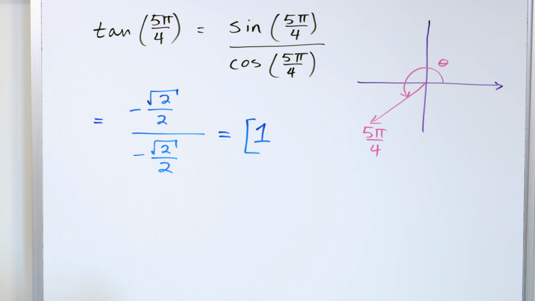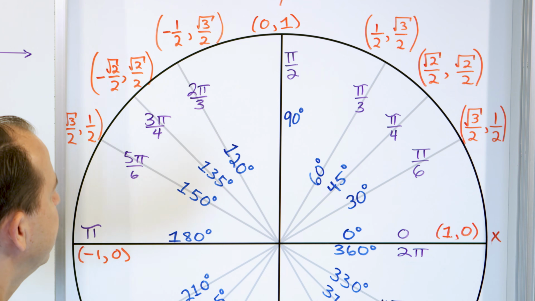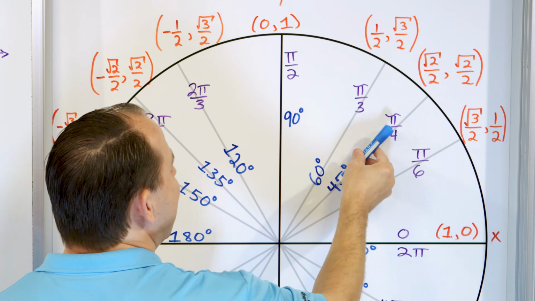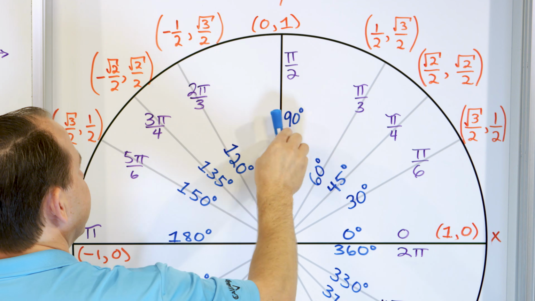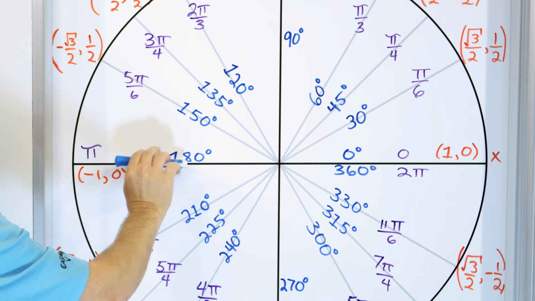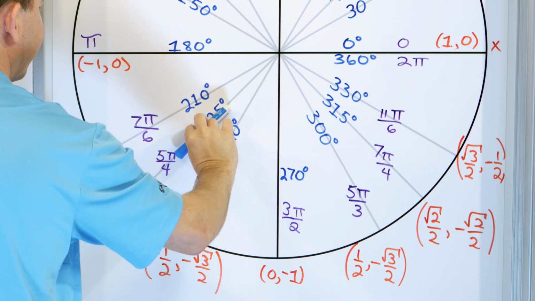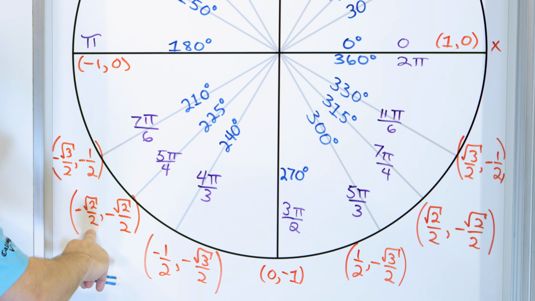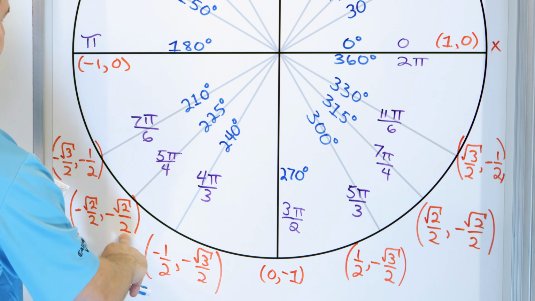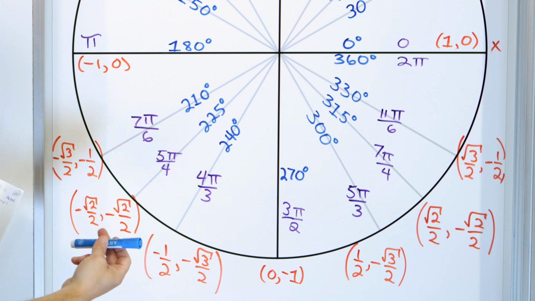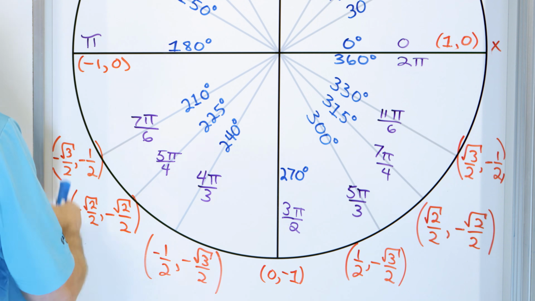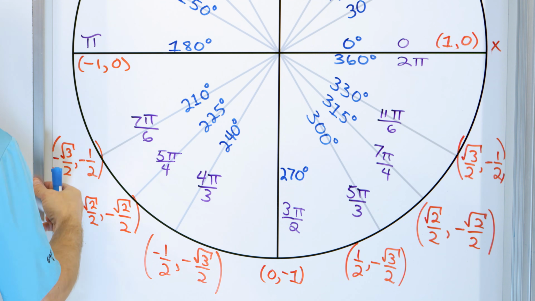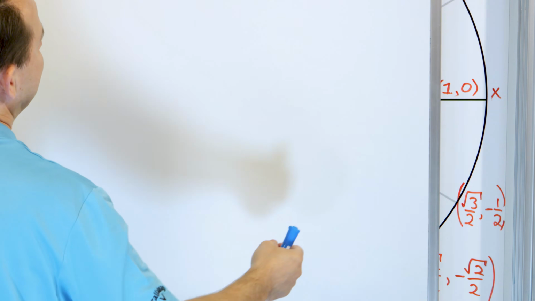So let's check ourselves. Here was pi over 4. Pi over 4, 2 pi over 4 reduces to this. 3 pi over 4, 4 pi over 4 reduces to this. 5 pi over 4 is right exactly where we said. The cosine of 5 pi over 4 is negative square root of 2 over 2, and the sine of 5 pi over 4 is also negative square root of 2 over 2. So sine divided by cosine is going to be this number divided by this number. It gives you a positive 1. It's exactly what we have said.